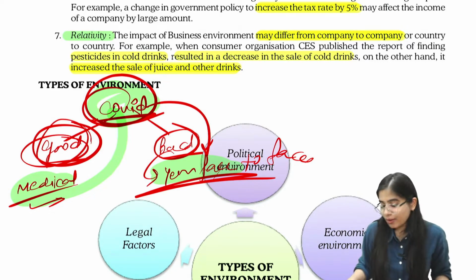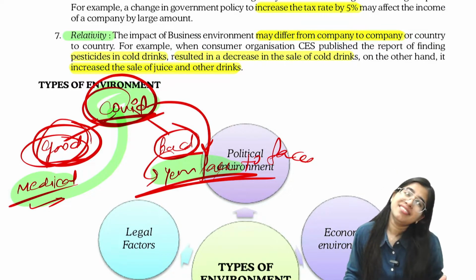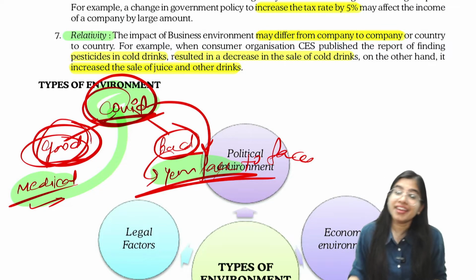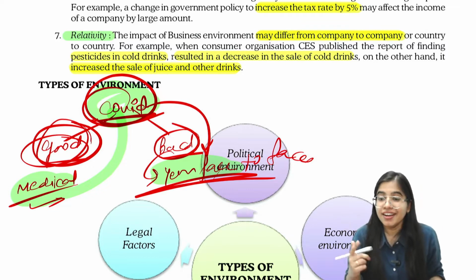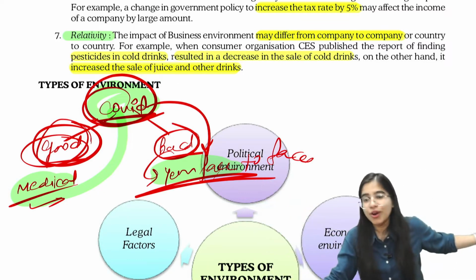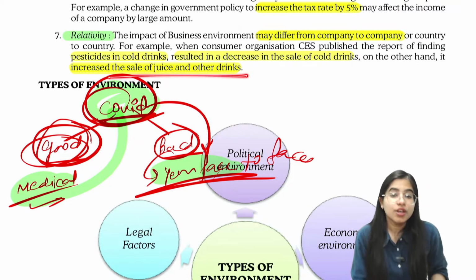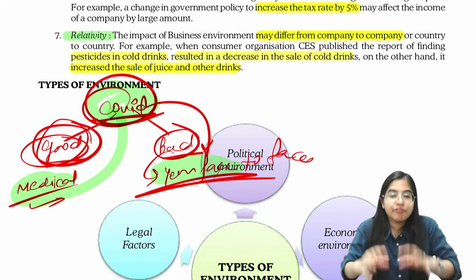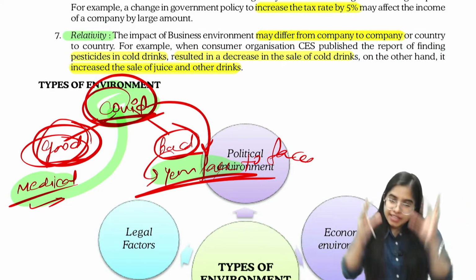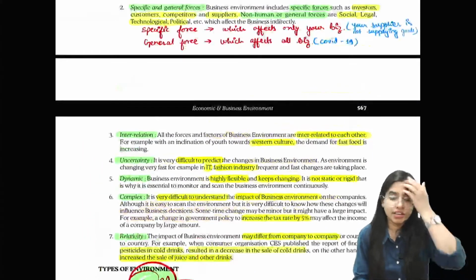all the juice brands, like real fruit juice. It increased their sales, and they took advantage of this. Yeah, this is healthy, drink juice, don't drink cold drink, they have pesticide. So it increased the sale of juice. So a business environment affects different businesses differently, the same thing affects different businesses differently. That is the concept of relativity.